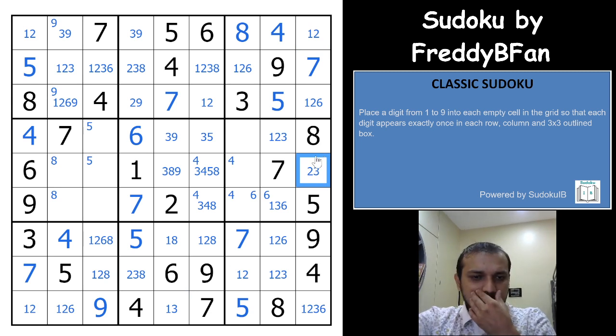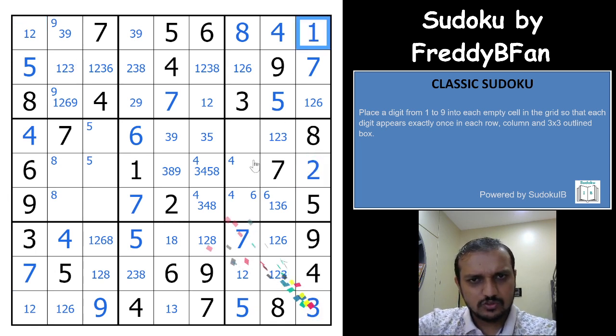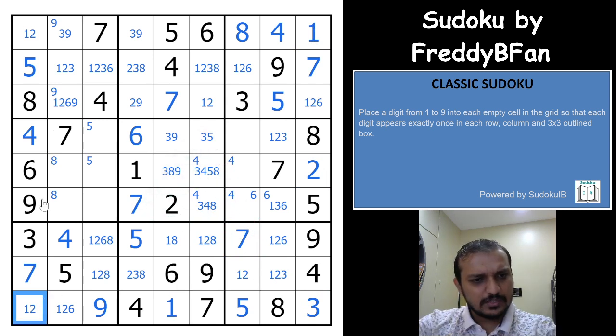Oh, I can take it the easy way. What if I have a 3 here? This would be 1, this is 2 and a 1. And both of these cells cannot be 1 at the same time, because then you cannot have 1 in this column, right? So if I have a 3 here, this is 2 and a 1, this is also 1. And that actually breaks the Sudoku.